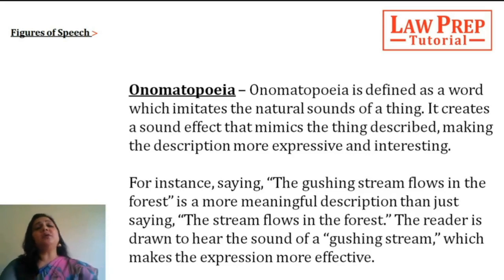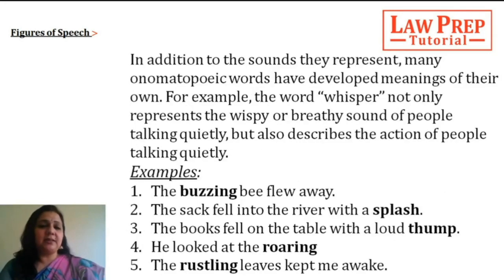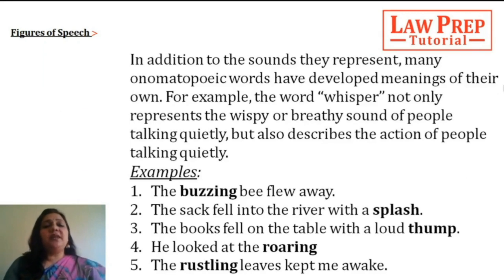You know, Keats talks about it affects your sense organs. We've got 5 sense organs. This is called the sensory effect. Your senses imagine that thing and draw a picture of that thing in your mind, and you understand what is being said. In addition to the sounds they represent, many onomatopoeic words have developed meaning of their own.